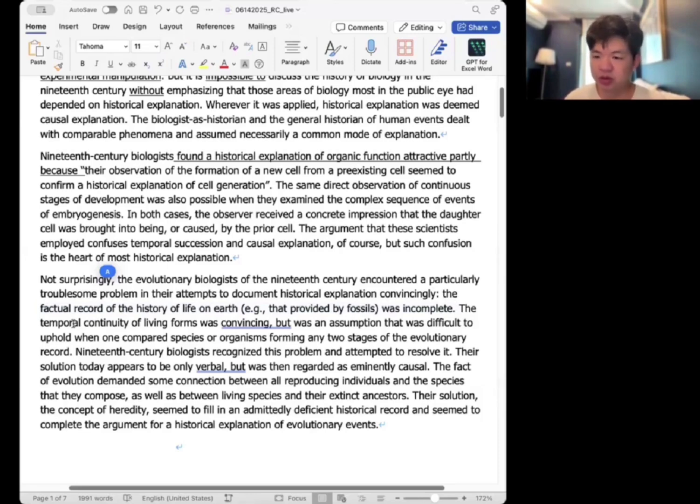Of course, when it comes to living organisms, the temporal continuity of biological forms seems reasonable. However, what is the underlying assumption, the one that was particularly difficult to uphold or maintain, especially when one carefully compared different species of organisms that are forming any two distinct stages of the evolutionary records, or perhaps even more subtle transitions between those stages?